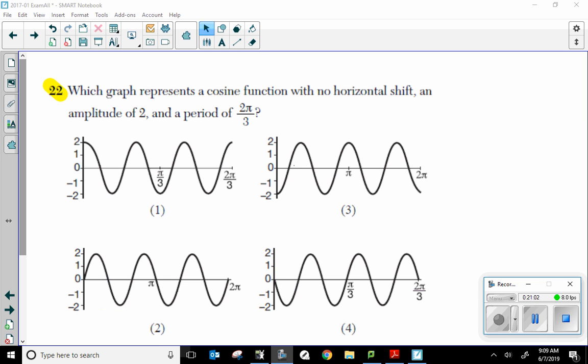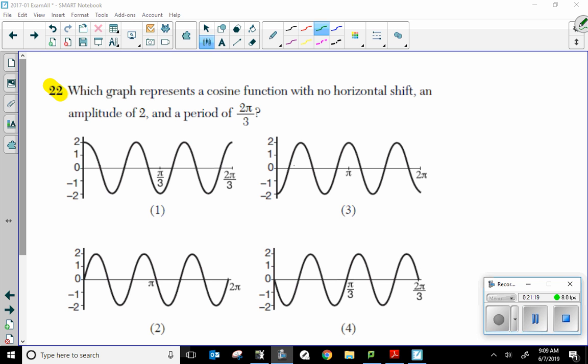Okay, number 22. Which graph represents a cosine function with no horizontal shift, an amplitude of 2, and a period of 2 pi over 3? Straight out trig problem. Let's go ahead and do this. Which graph represents a cosine function?